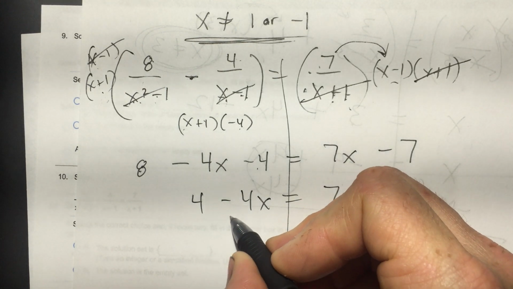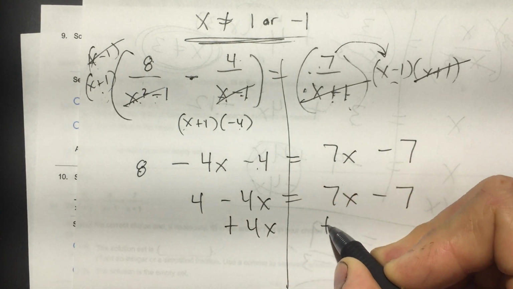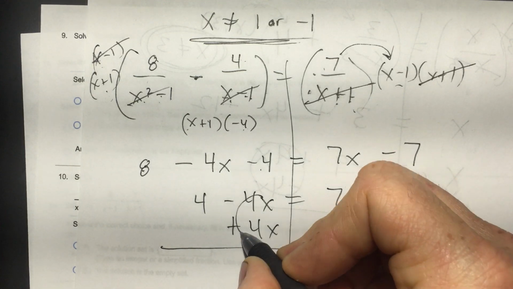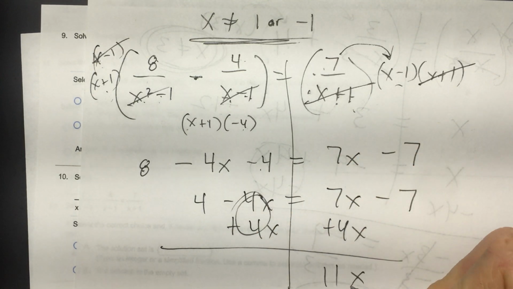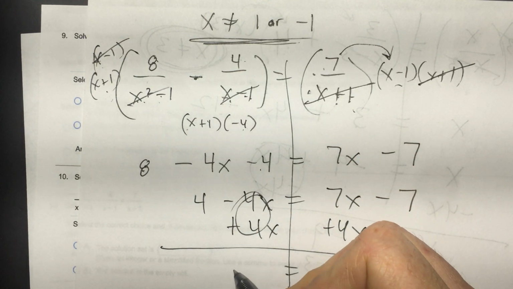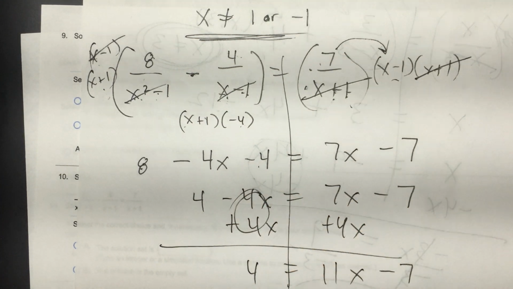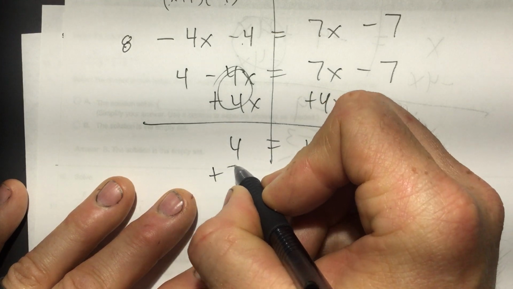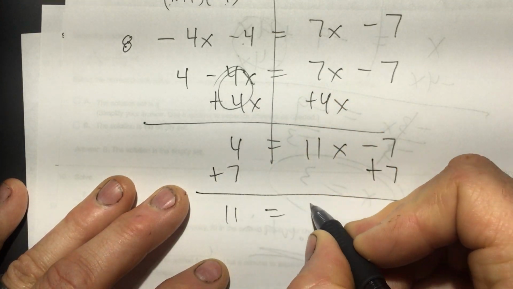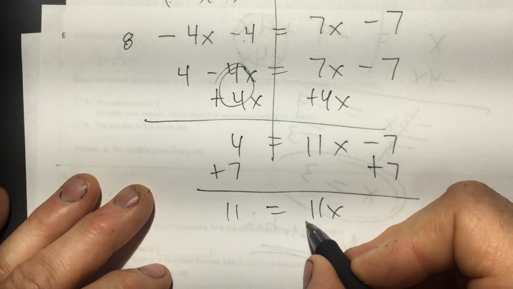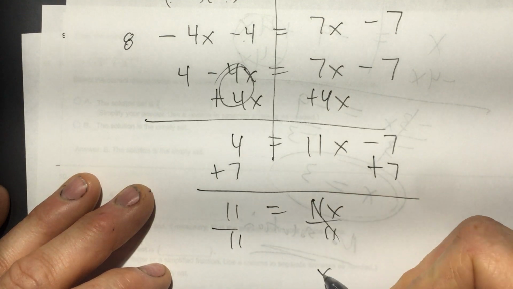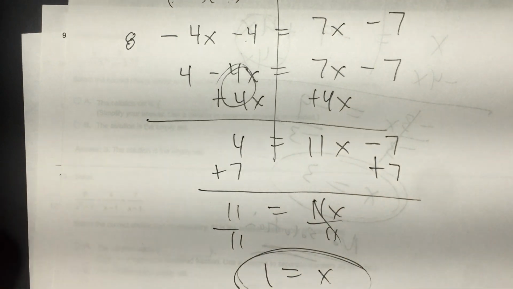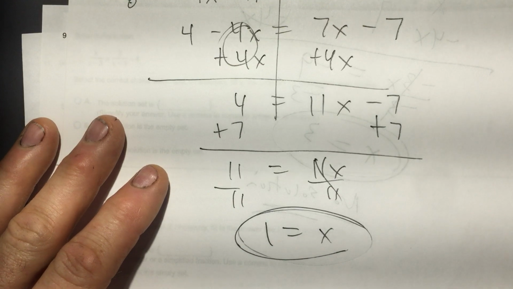Okay, and so let's add 4x to both sides to make that go away. That gives us 11x minus 7 equals 4 over here. Okay, and then I'm going to add 7 to give us 11 equals 11x. And I'm going to divide by 11 now, and that cancels off, and I get 1. There's my solution. X is 1.